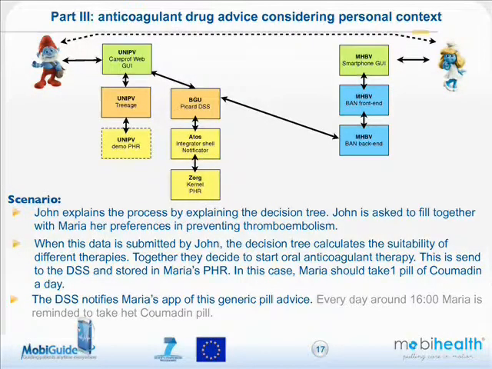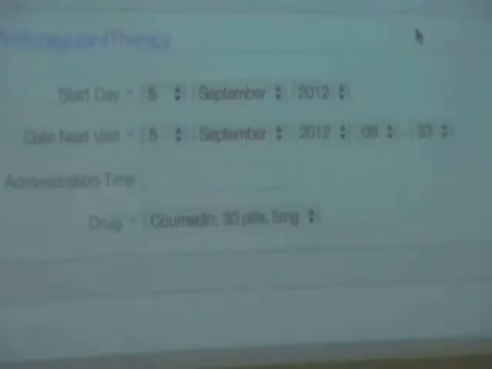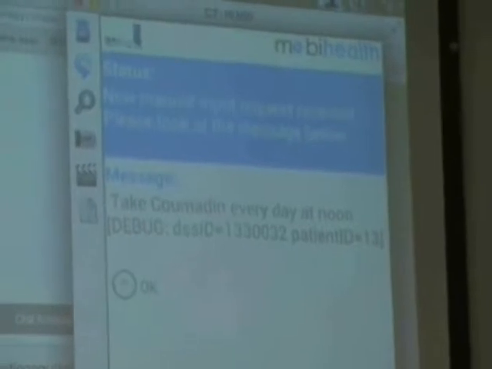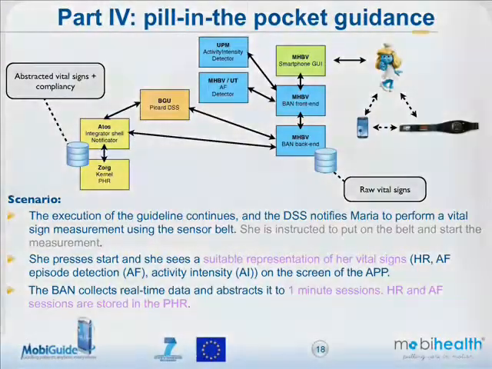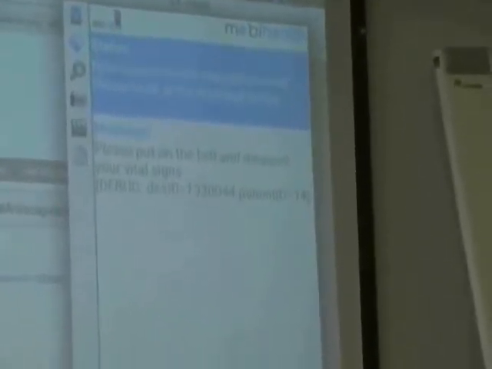When this data is submitted, the tree will calculate the best therapy, and John will store, in this case, they will choose oral anticoagulantia, so Coumadin. This will be sent to the DSS, stored in Maria's PHR, and will be sent to the mobile phone indicating please take your pill of Coumadin. So take Coumadin every day. So this could be a recurring reminder done by the mobile. Here we were. Please put on the belt and measure your vital signs. So let's do it again. Start.